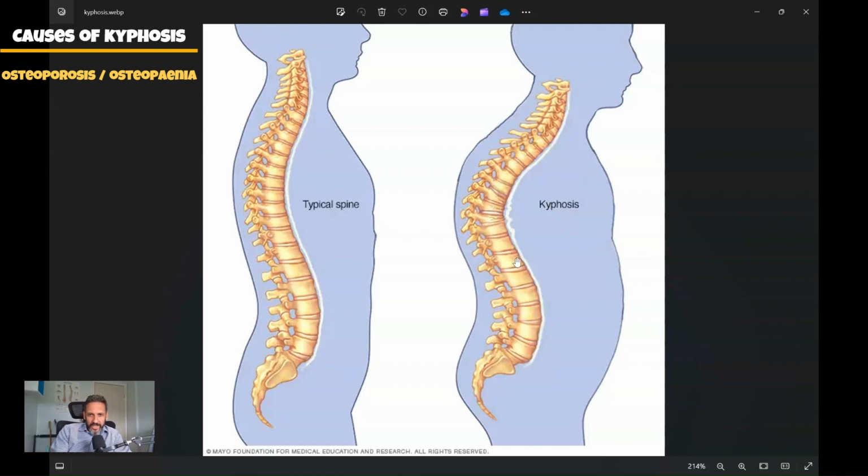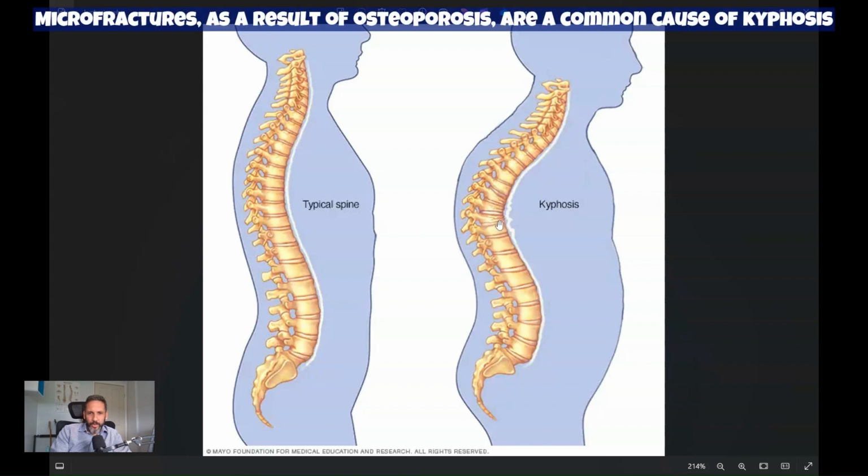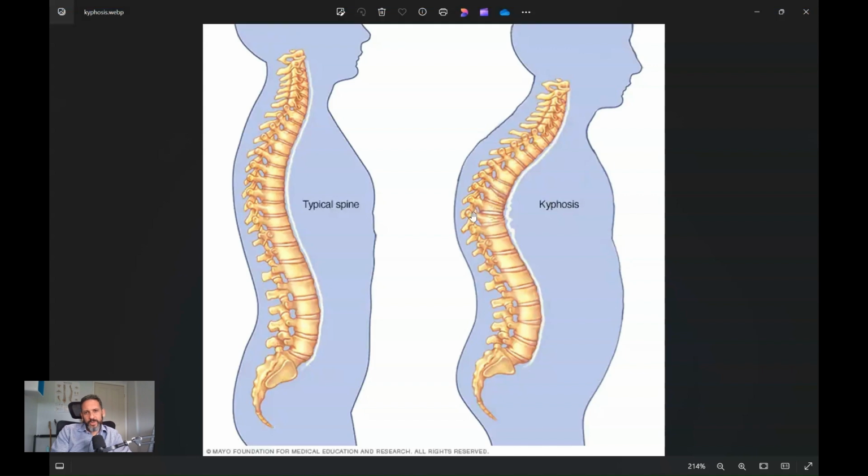And whilst we do see that, and that is a very well recognized cause, actually in a good chunk of patients in various studies done show that in a lot of patients with a kyphosis in the elderly, no identifiable fracture or collapse is seen. But microfractures from osteoporosis over time, when each of these bodies starts to form a slight wedge shape, and as you pile them on top of each other, it starts to form this forward angulation.